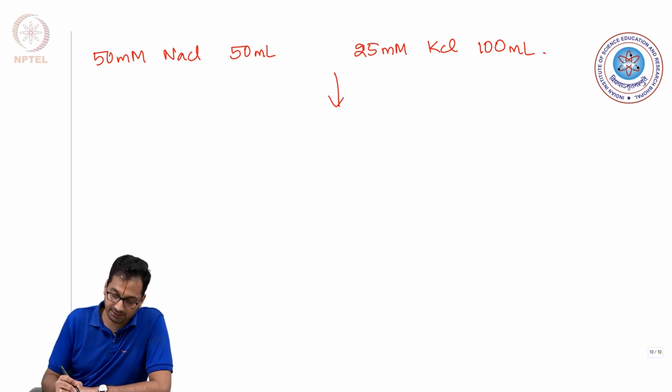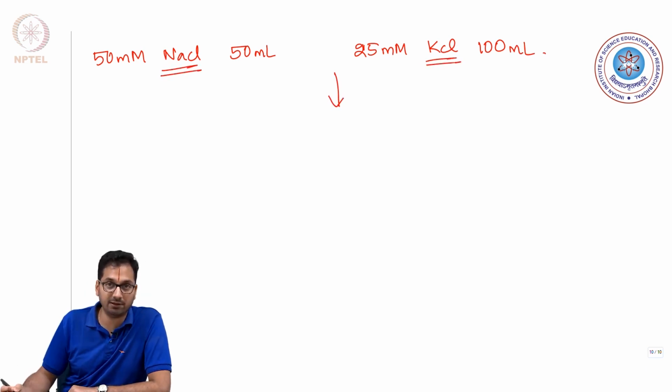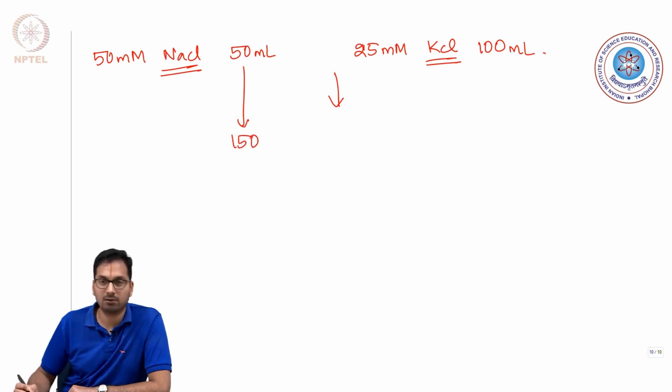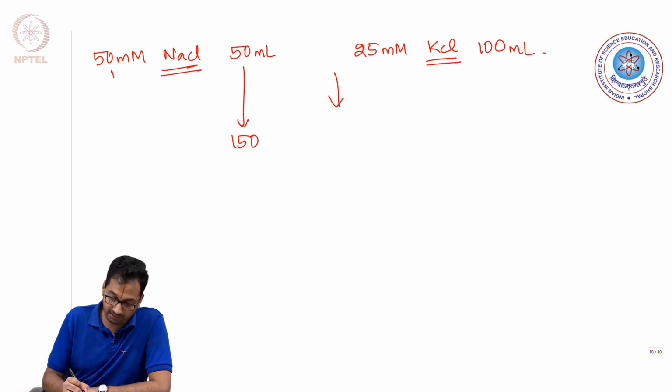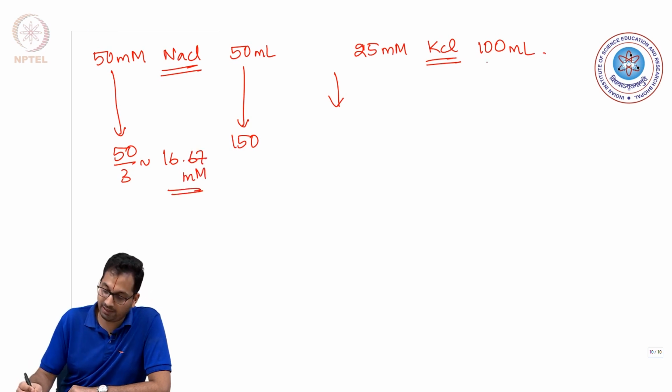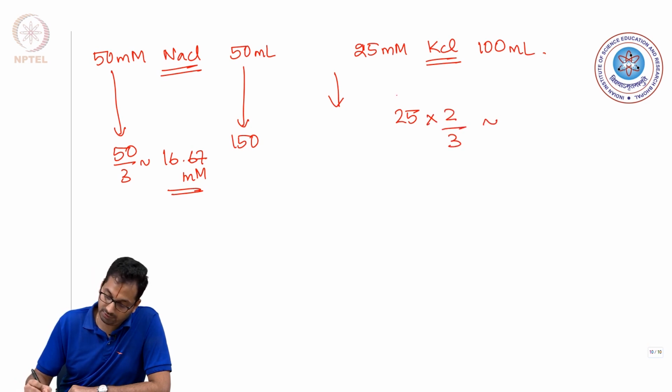What you are able to realize here is that you have different salts going in together. So in this case, you have NaCl and KCl, and NaCl you are diluting to 1/3. So you don't have to do any of the math. You're going to have 50 divided by 3, which is approximately equal to 16.67 millimolar after dilution. On the other hand, you are going 2/3 of the initial concentration. So you're going to have 25 multiplied by 2/3, which is approximately equal to 16.6 millimolar.